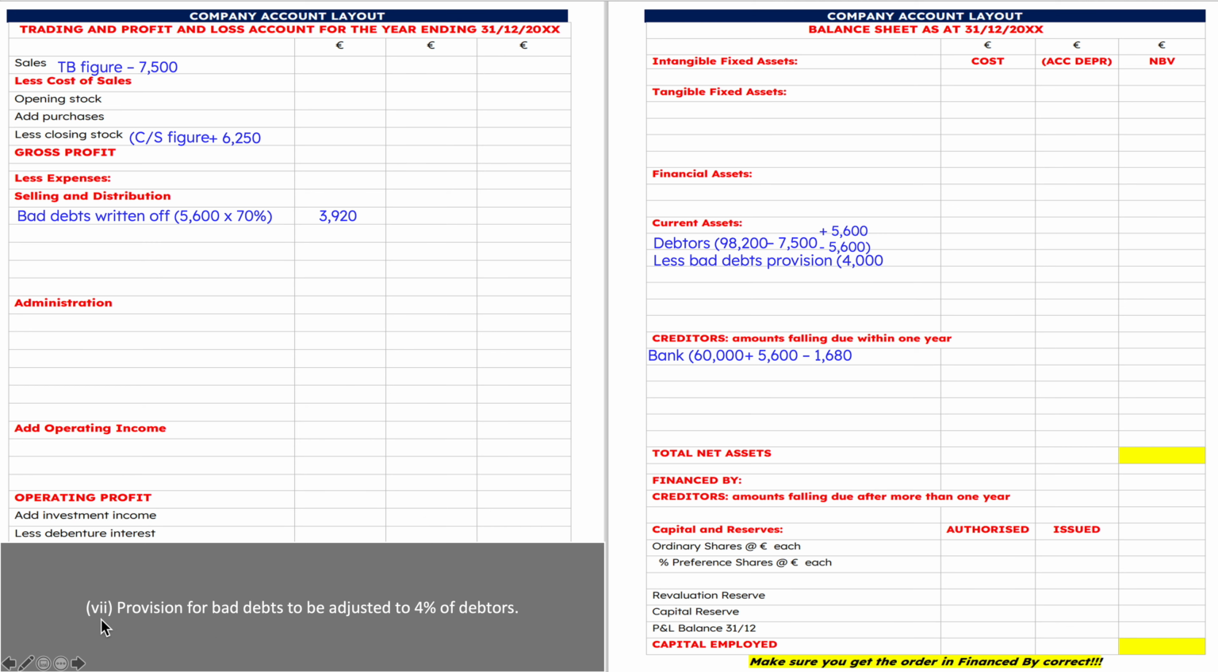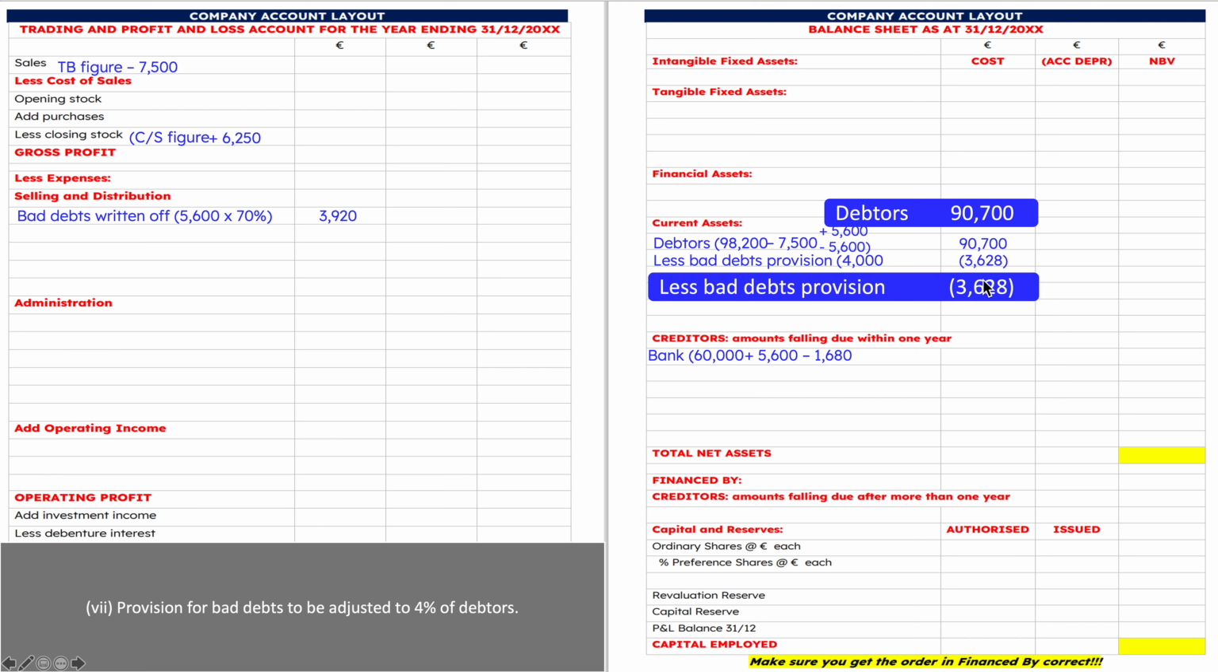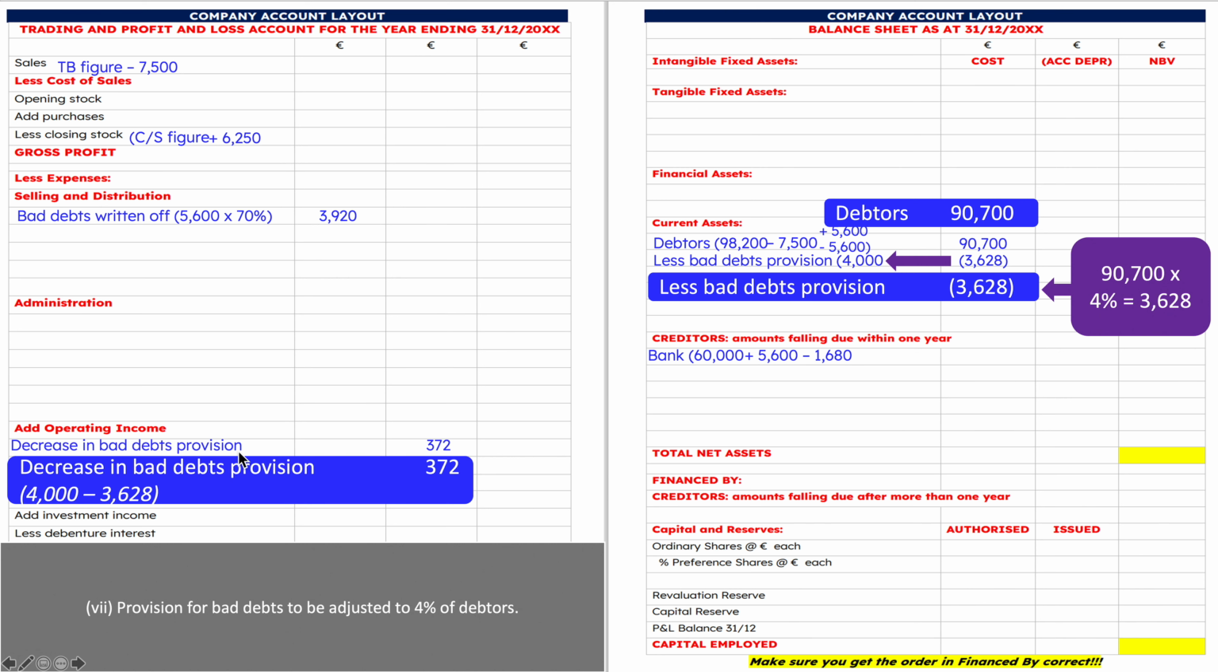Okay, now part 7. Provision for bad debts to be adjusted to 4% of debtors. We get our new debtors figure, 90,700. We multiply it by 4%, that's 3,628. Then we compare it to what we already had, which was 4,000. So 3,628 is a good thing, it's a reduction in bad debts provision, which would go in add operating income: decrease in bad debts provision 372. Okay, that goes there.